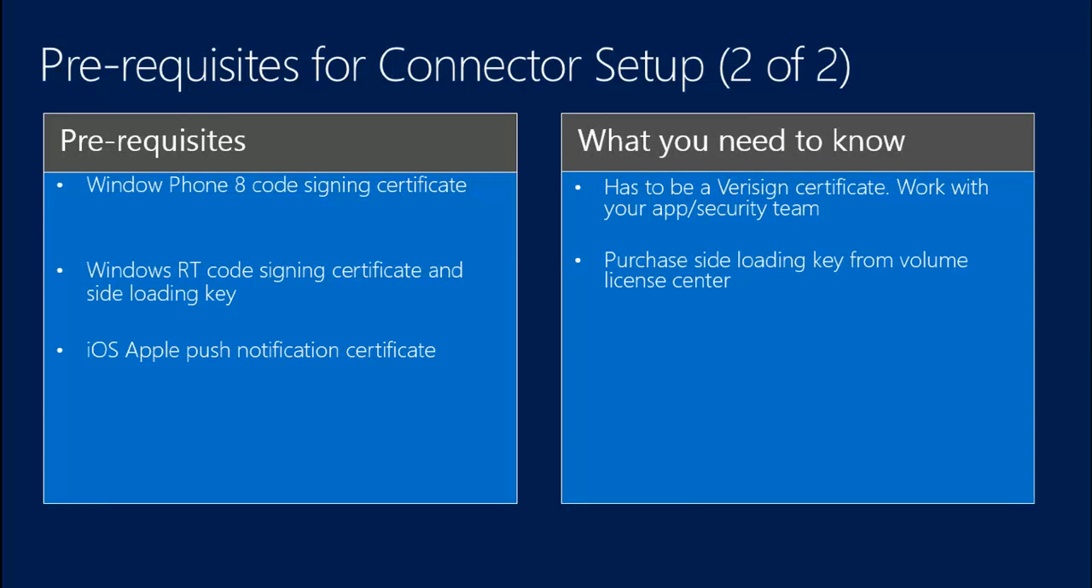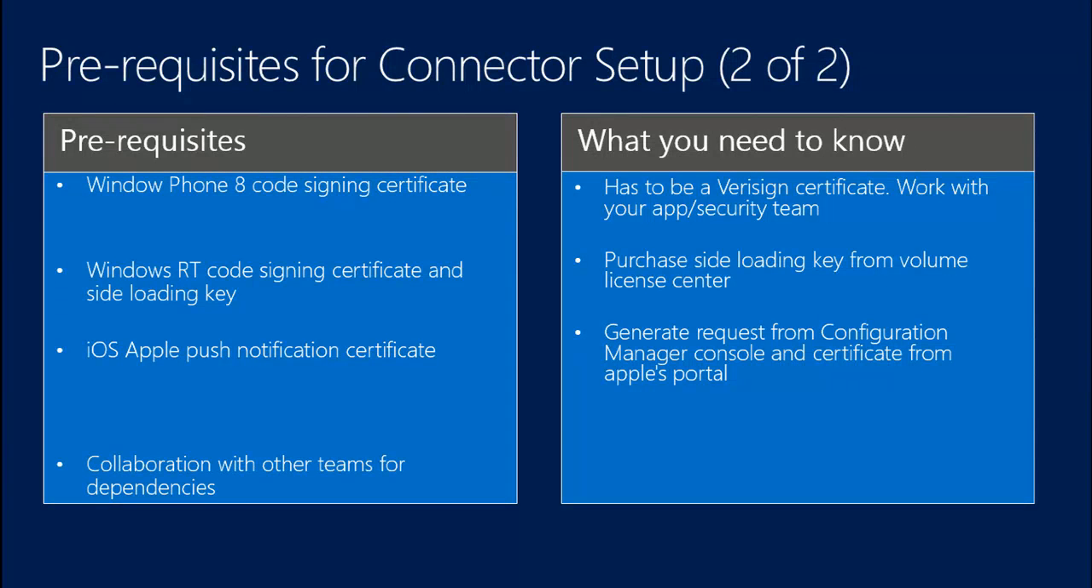The iOS Apple push notification certificate. So this is fairly simple. The config manager console itself has a button for you to go in and generate a request for the Apple push notification certificate. Then you go into Apple's portal, you submit that data, and you can download a certificate from there and provide it back in the config manager console. We'll actually show you the config manager console a little later on where you can see this information.